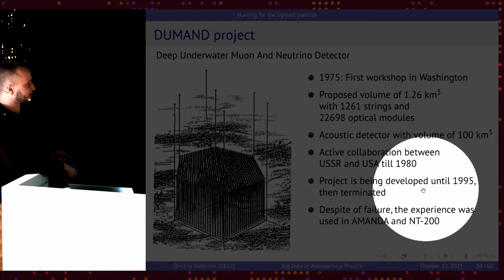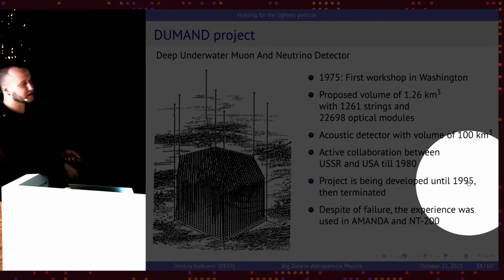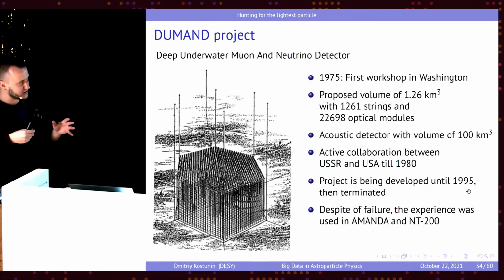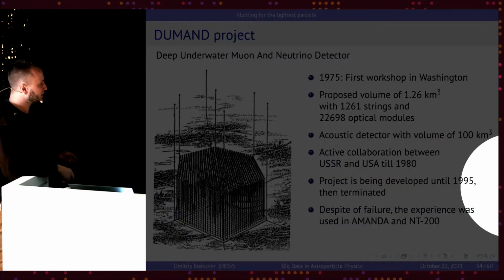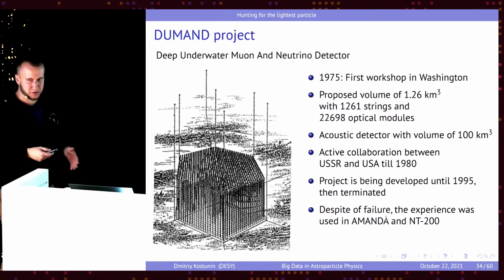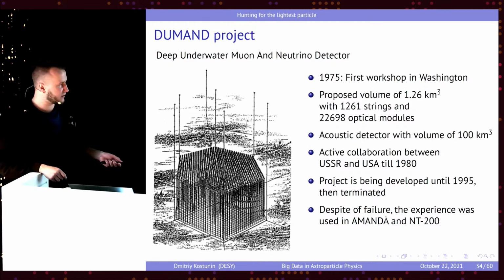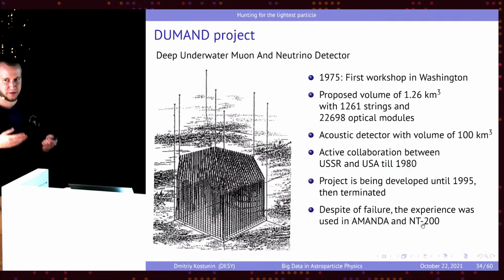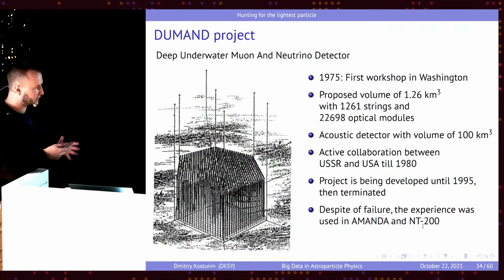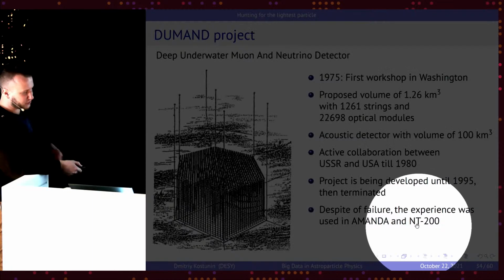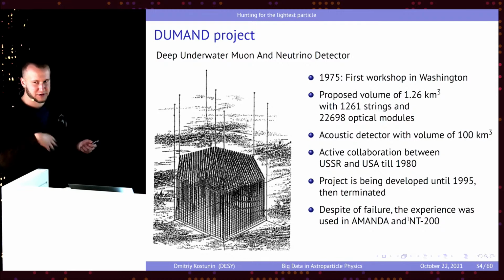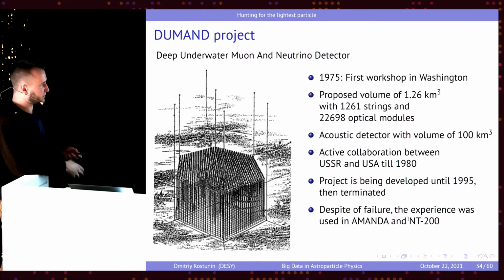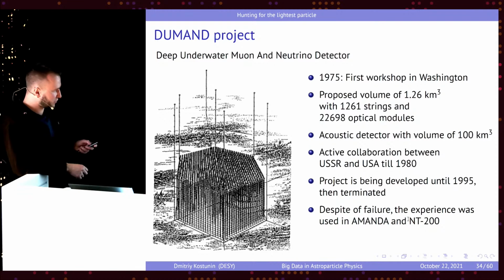Americans continued working on this until 1995, but the experience acquired in this project was then divided into two different projects. The first was called AMANDA at the South Pole, which has now turned into IceCube, and the second was NT200, a telescope in Lake Baikal. There were very nice results from this telescope in the very beginning. Then, due to economic reasons, it was suspended. And now, in recent years, they started to build a big-volume telescope as well.